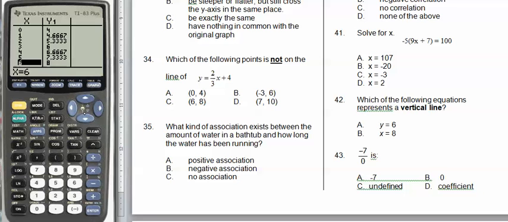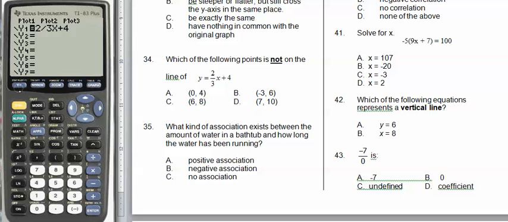6, 8, and 7, 10 is not there either. So actually I think we may have a mistake here. -3, 6, and 7, 10 are both not on this graph. So either B or D would be correct. I don't think that was intended when we wrote this review.